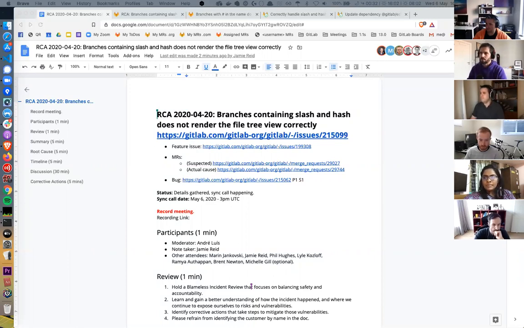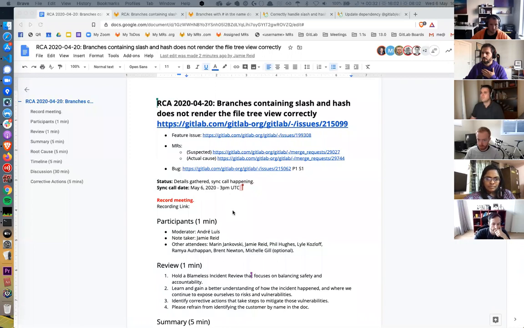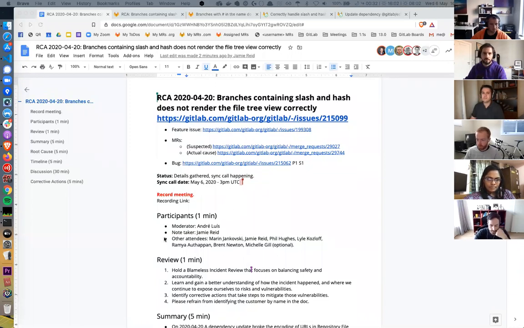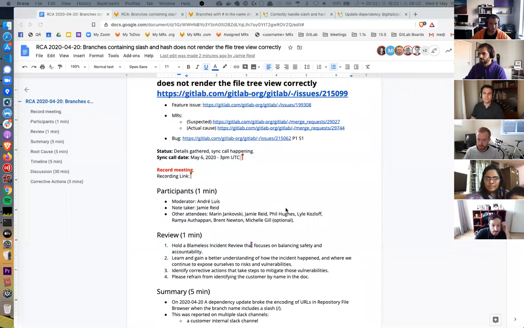This is the root cause analysis call for the issue we detected on the 20th of April regarding the branches not rendering properly when they contain a slash. So I'll be your moderator, and Jamie on the call will be taking some notes. With me on the call, we have Marin, Lyle, Jamie, Brent, Phil, and Ramya. So all of the relevant parties to this particular incident.